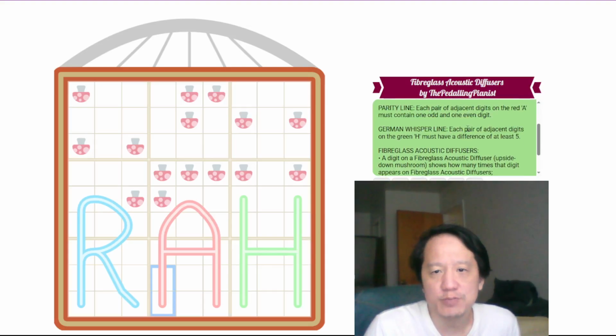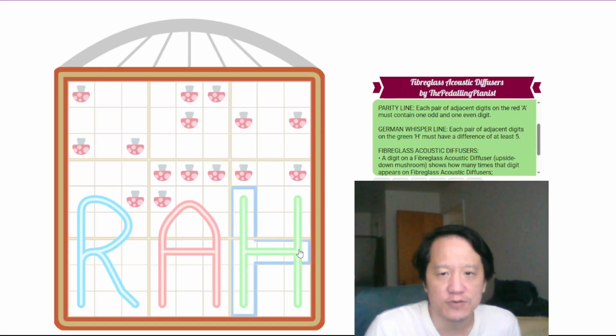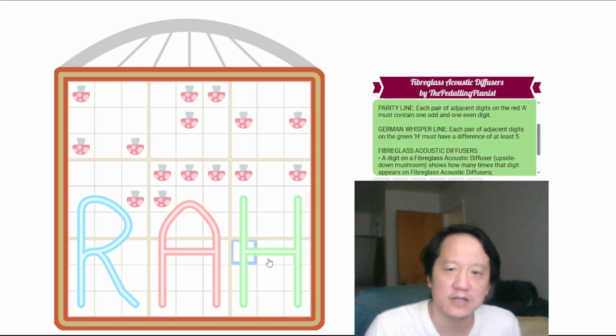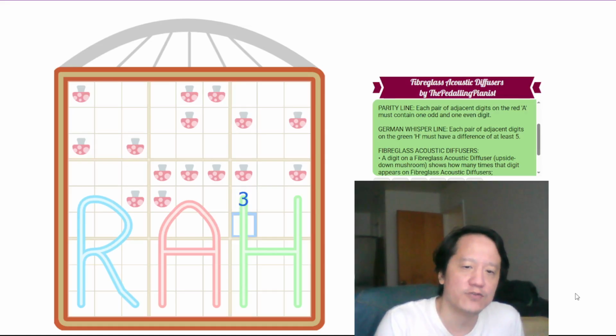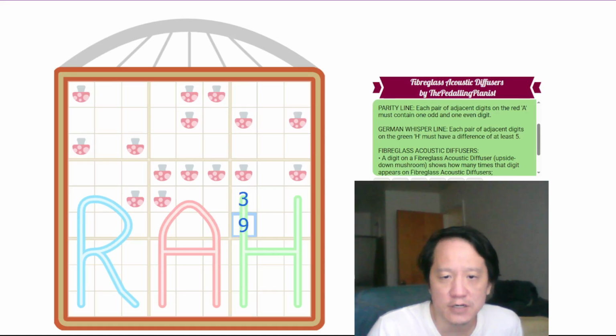We have German whisper lines, where each pair of adjacent digits on the green H must have a difference of at least 5, and I will be calling these Whisper 5 lines because Satter came up with that naming convention, and I thought it made a lot of sense because it's very easily extensible. So, as an example, if this were a 3, this would have to be 8 or 9, because on the Whisper 5 lines, the only digits which are 5 or more away from 3 are 8 and 9. That's why they have to be 8 or 9 here if this were a 3.